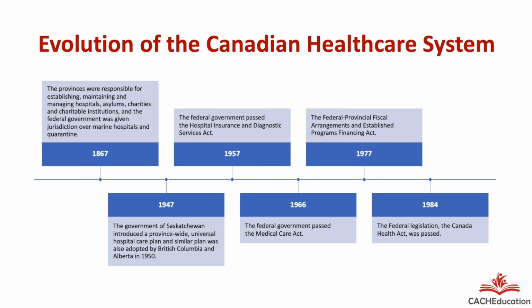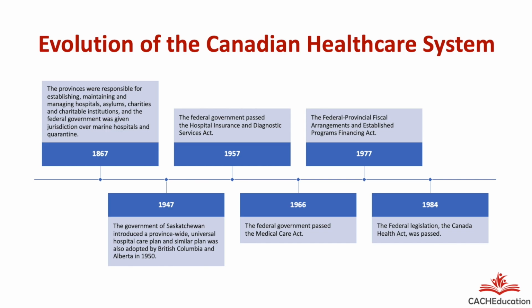Over the years, our healthcare system has evolved tremendously. And in 1957, the federal government passed the Hospital Insurance and Diagnostic Services Act. Fast forward to 1977, and over that 25 plus years, our healthcare system really evolved into becoming what we have as a present day system. And to say that it is continually evolving is absolutely 100% correct.